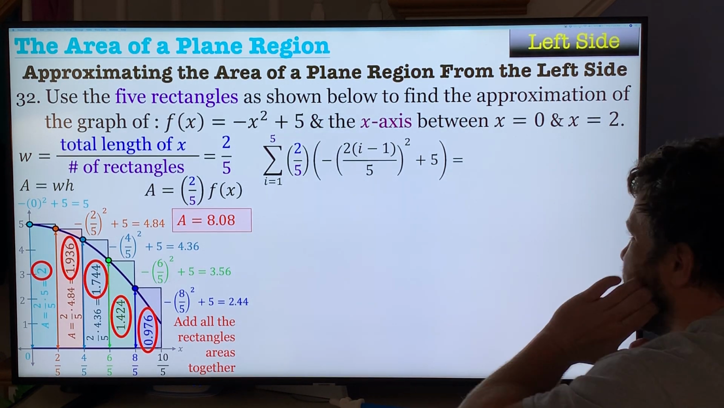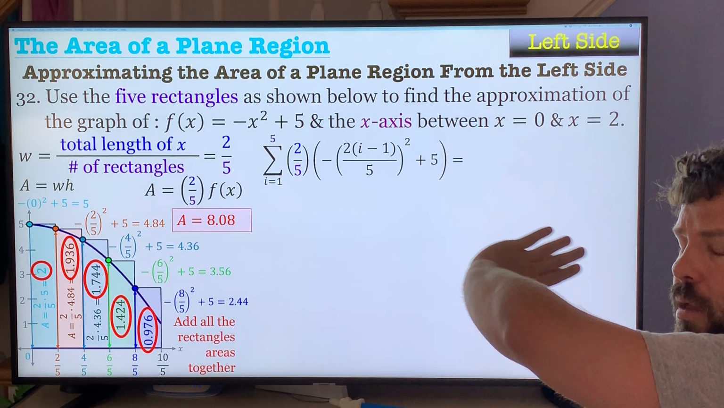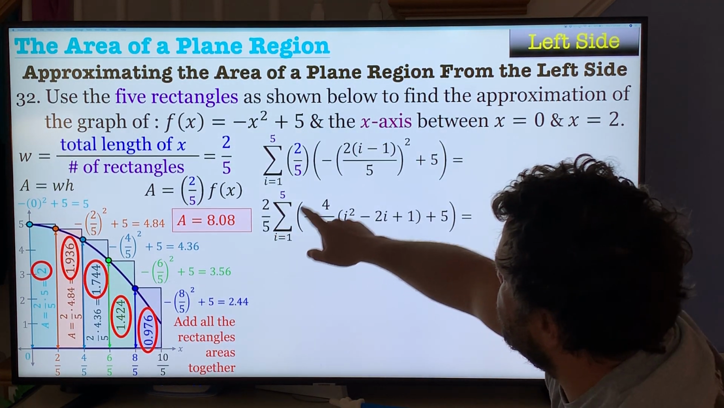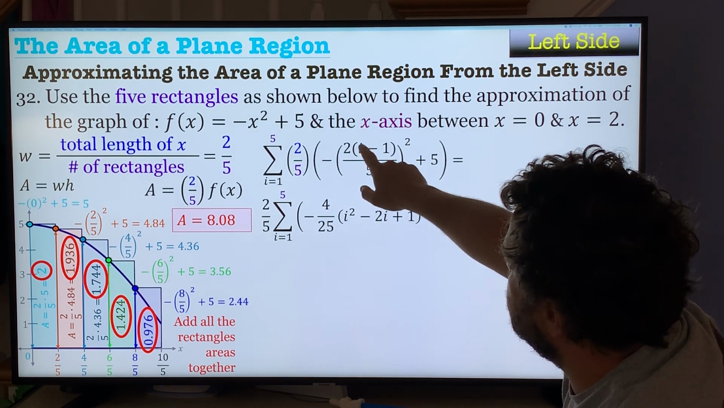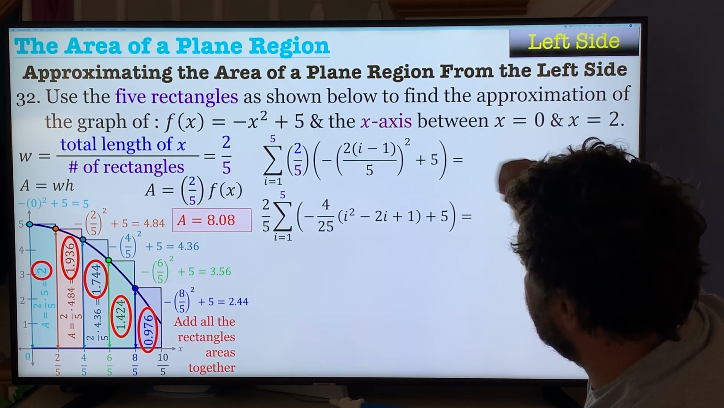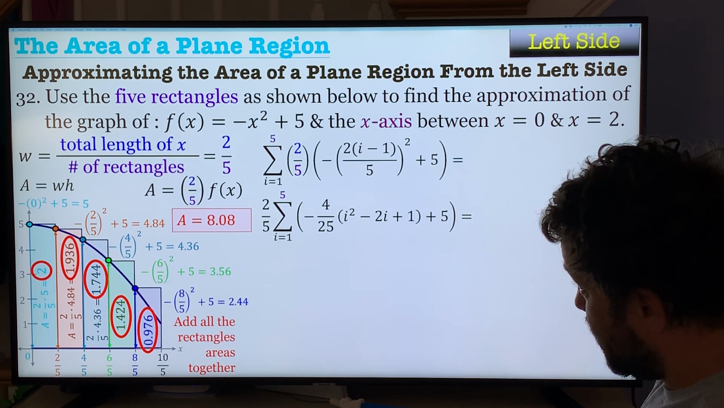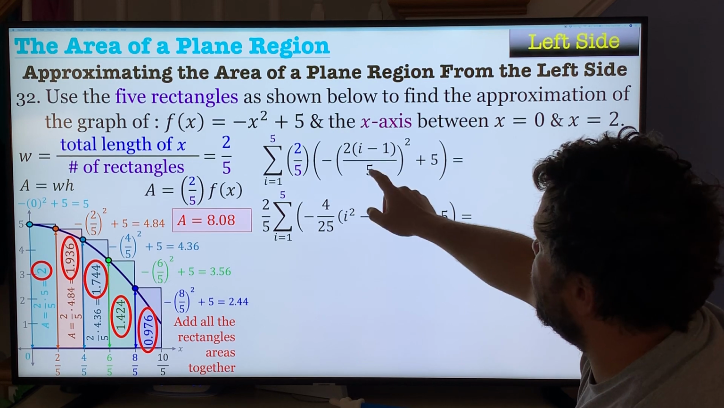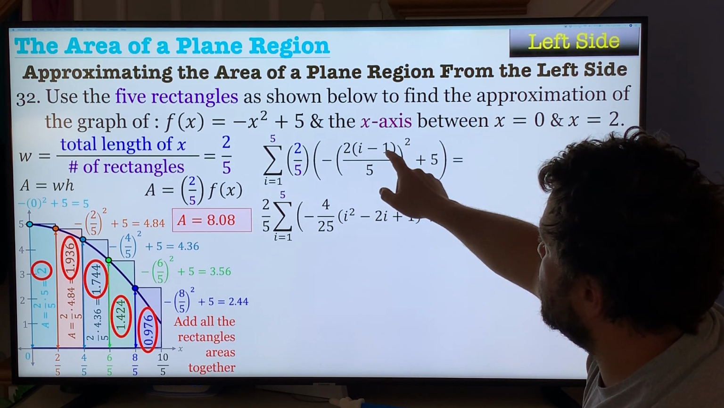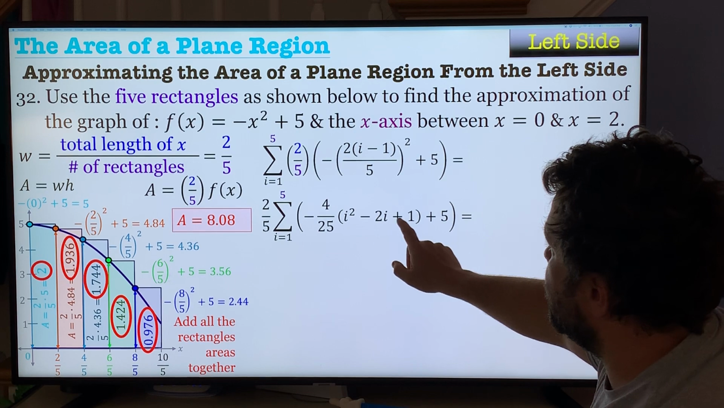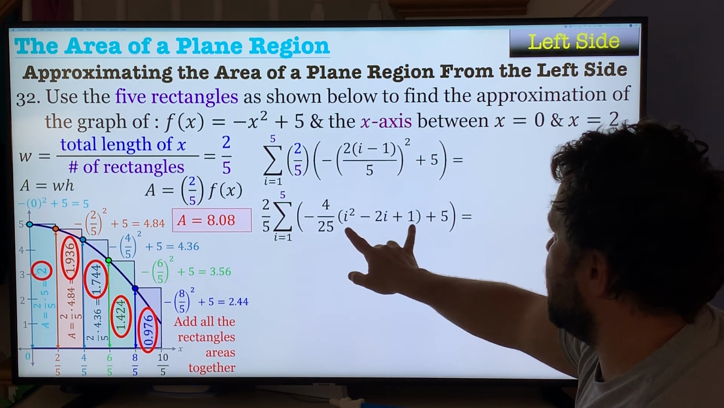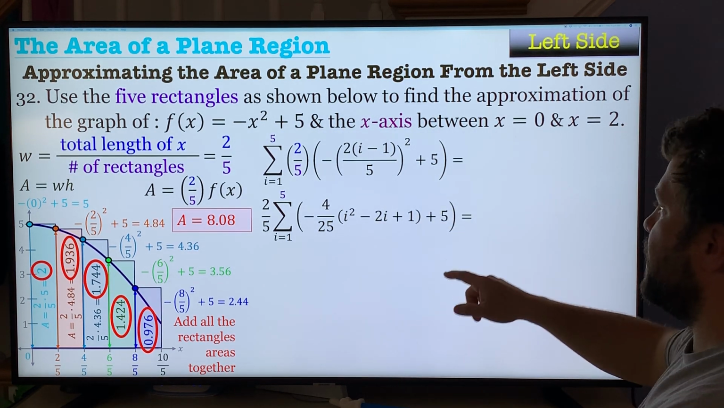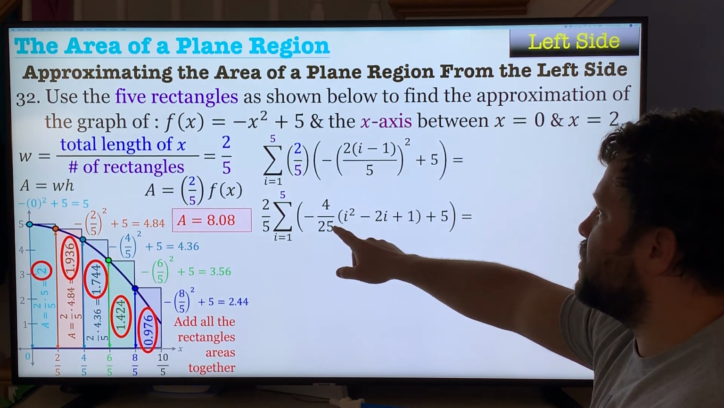This is a little more work because you have to do a little bit more algebra. So you pull out the 2/5. This right here becomes 2i minus 2, right? So another thing you could do here is 2 squared is 4, 5 squared is 25. i minus 1 squared is i squared minus 2i plus 1. So when I square this piece, I get this. When I square this, I get this. And when I square this, you have to square all 3, plus 5. You can't just pull out the 4 over 25.